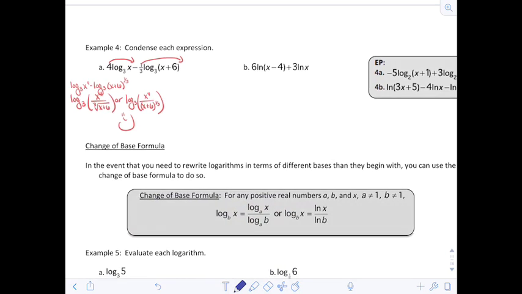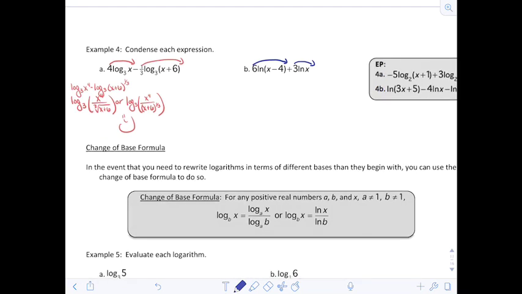Okay, we have 6 times the natural log of x minus 4 plus 3 times the natural log of x. So again, I'm going to begin by putting that factor back in place as an exponent, working backwards. So the natural log of x minus 4 to the 6th plus the natural log of x to the 3rd. We want to put those back together. Addition comes back with multiplication. So I want the natural log of x to the 3rd times x minus 4 to the 6th. And you don't have to put outer sets of parentheses around there, but if you do, it's not wrong.